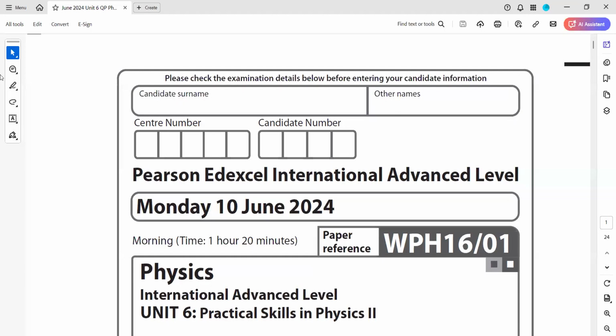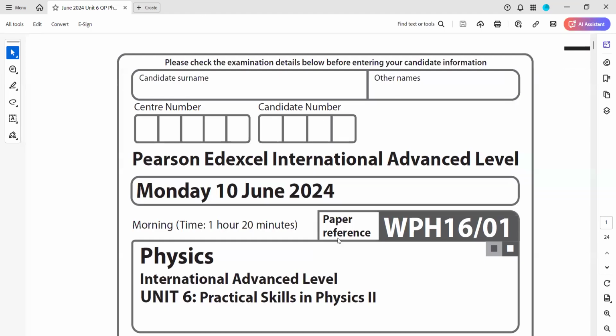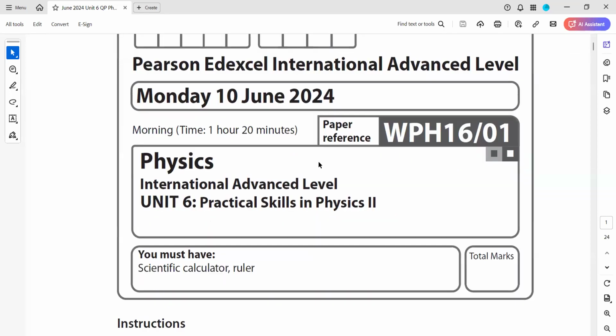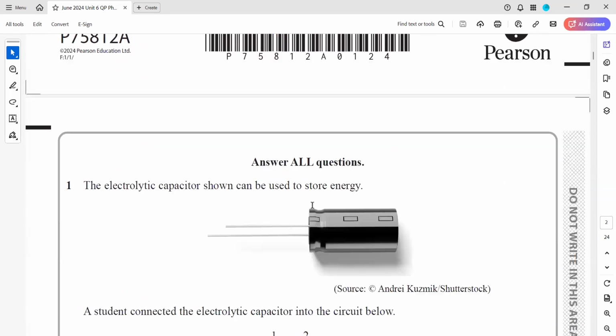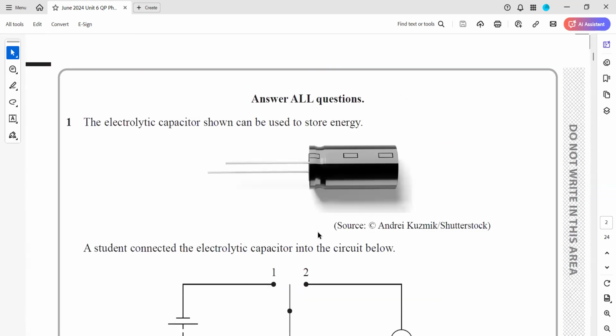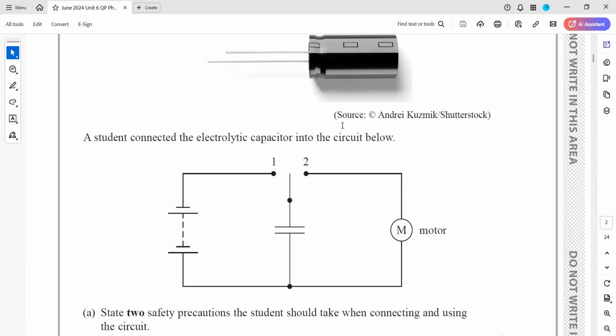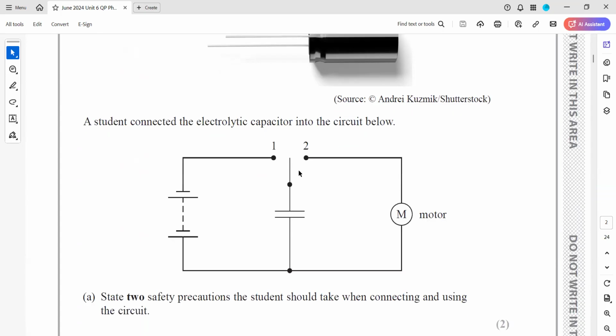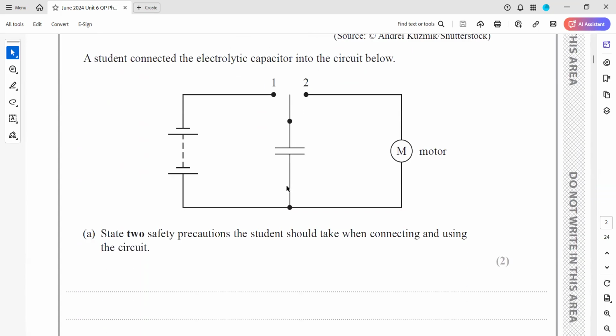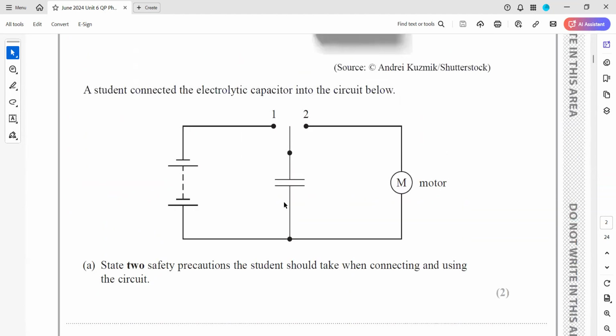So this one is June 2024. So the June 2024 Unit 6, first we'll discuss the electrolytic capacitor shown is used to store the energy. The student connects the electrolytic capacitor into a circuit. State 2 safety precautions that the student should take when connecting and using the circuit.